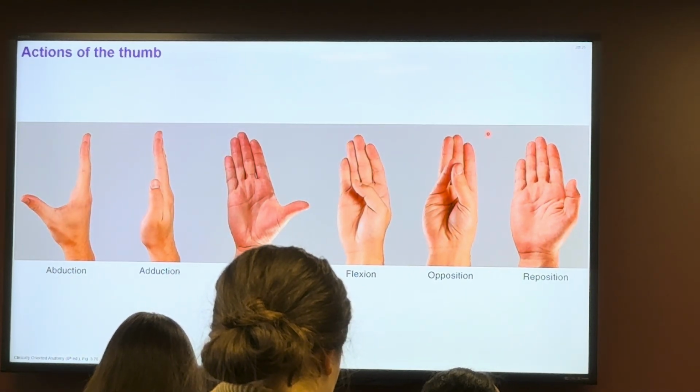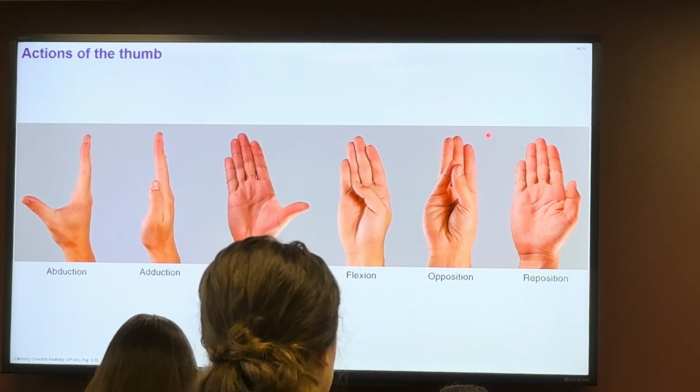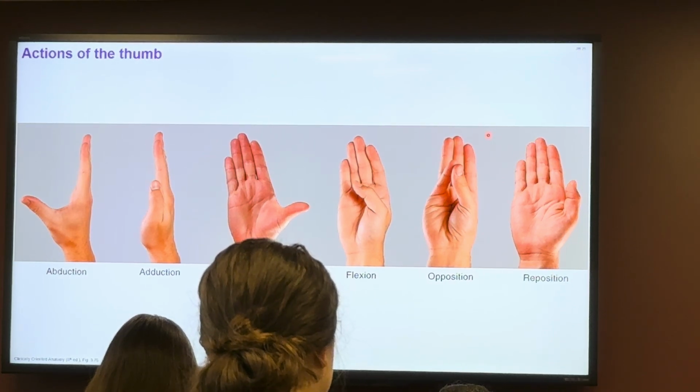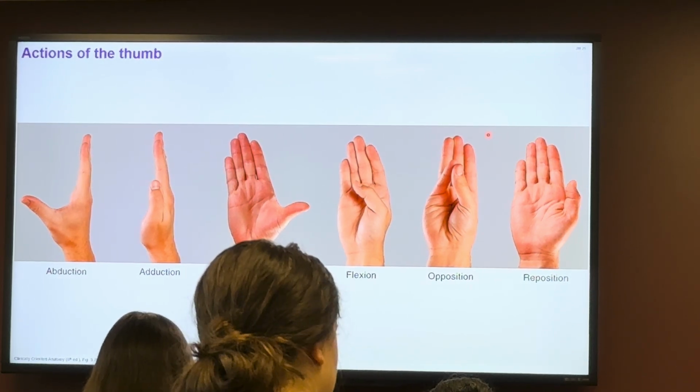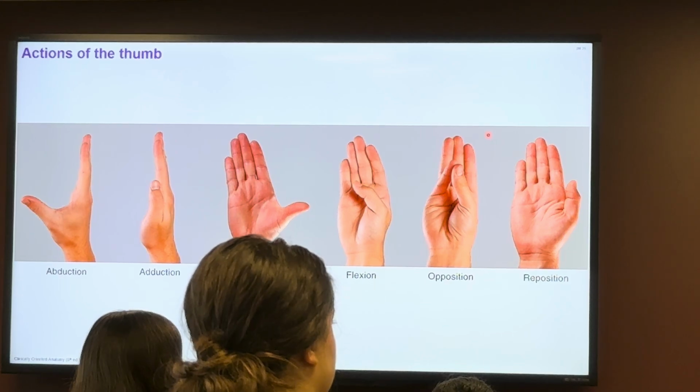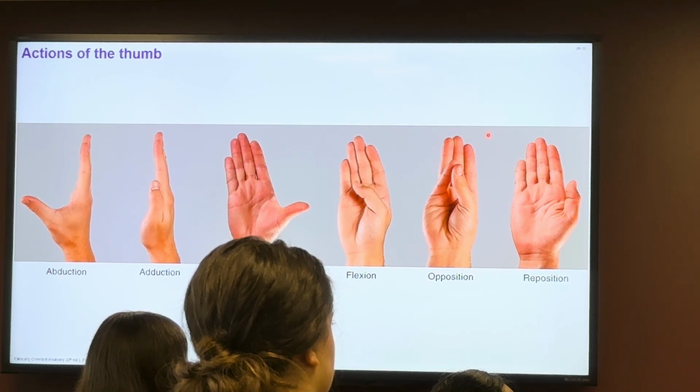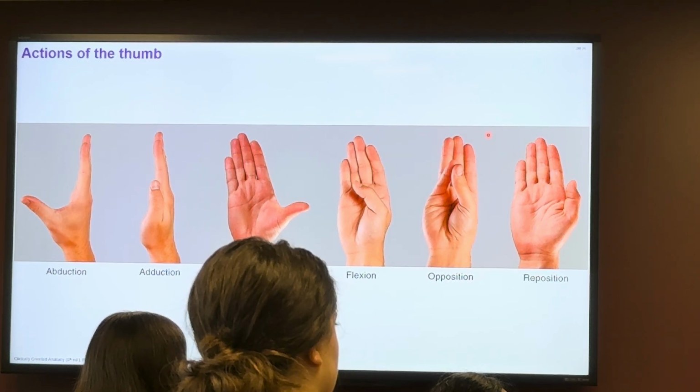All right, so actions of the thumb. We got to get this down. So thumb is a little bit weird. So let's do this together. So everyone look at me. If I were to say, okay, flex your fingers, what happened to your fingernails? Nails go down. If you extend your fingers, nails come back.